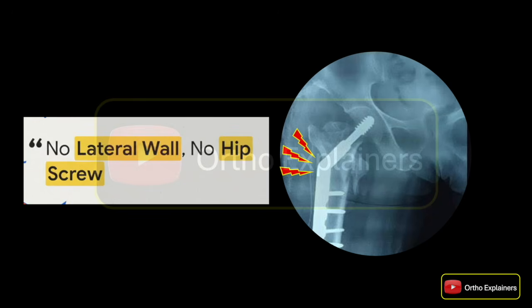Okay, this next part is something I want you to repeat to yourself in the OR. It's a simple rule, a mantra even, that everyone should have committed to memory. No lateral wall, no hip screw. This is absolutely critical, especially for those reverse obliquity and trans-trochanteric patterns we just talked about.